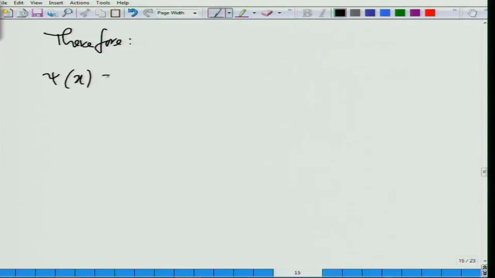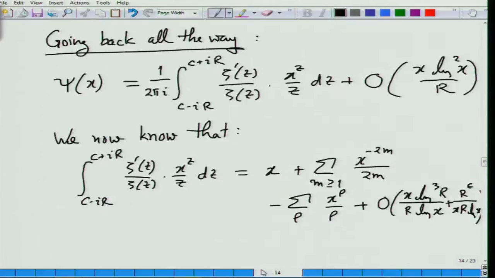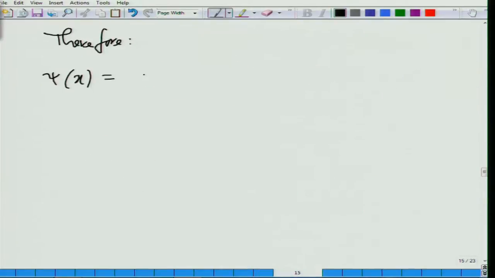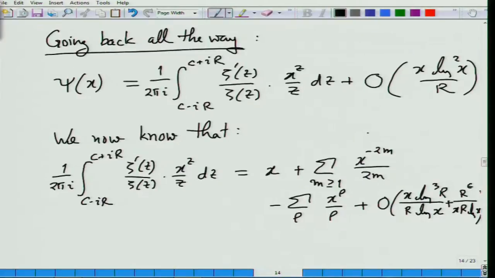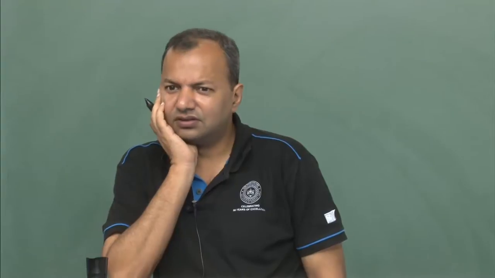Psi x equals, this is 1 over 2 pi i also. Just take this out and push that in here. We get x plus, by the way, this is familiar. What is this quantity? Sum over m greater than or equal to 1, x to the minus 2m divided by 2m. Just differentiate this sum. What do you get? You get sum over m greater than or equal to 1, x to the minus 2m minus 1.